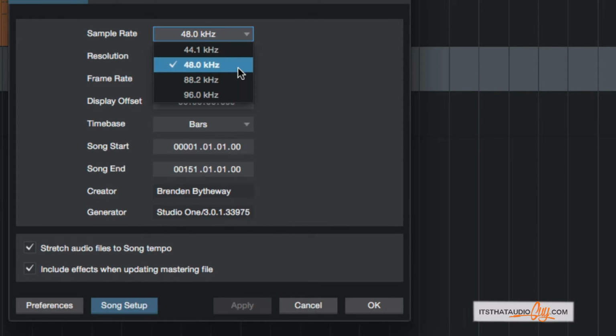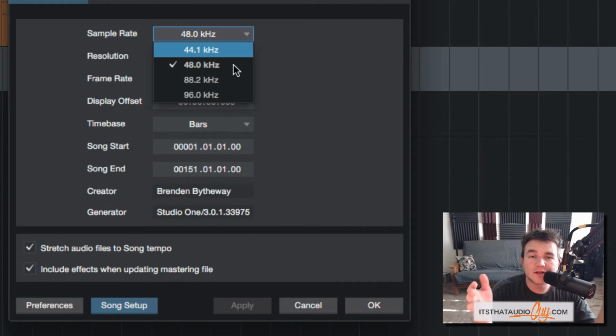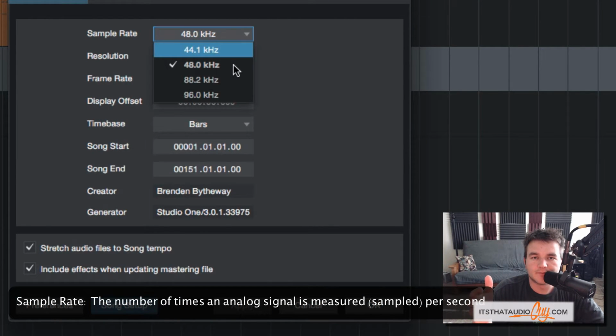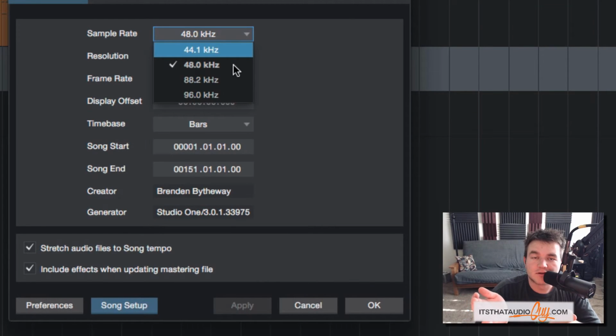So there's all of these numbers, right? 44.1, 48, 88.2, and 96. So you would think that higher is better, right? Well, no, not necessarily. So what sample rate means is this is the rate at which your interface will capture audio per second. So in more simple terms, if you're recording a vocal and you have your sample rate set to 44.1 kilohertz, that means as your audio interface captures your voice going into your microphone, it will sample your voice 44,100 times per second. 48 kilohertz, it will sample your voice at 48,000 times per second.